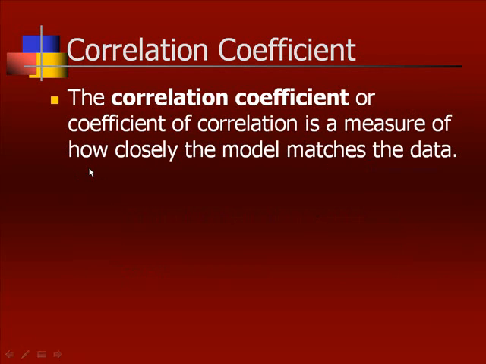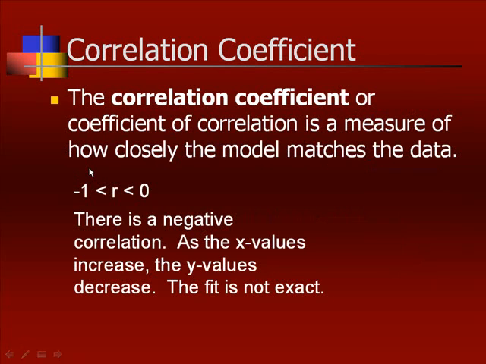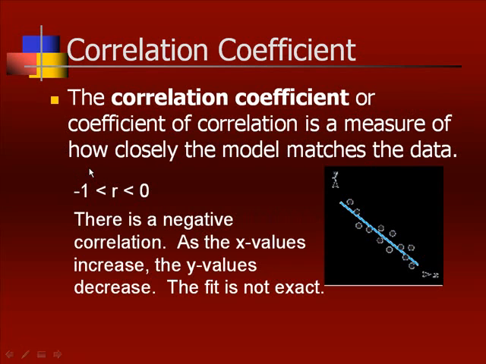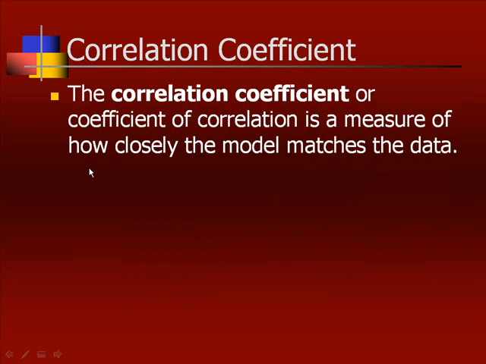Okay? And then same thing back for the negative direction. Anything between -1 and 0 means it's a negative slope. There is a negative correlation. The closer it is to -1, the better of a fit it is on that linear data.